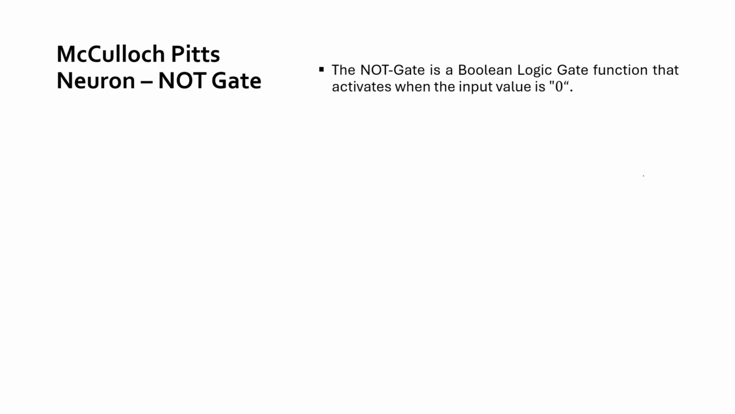Okay. Now let's see the NOT gate. The NOT gate is a Boolean logic gate that activates when the input value is 0. It gives you a value of 1 when the input value is 0, and an output value of 0 when the input value is 1. So if we see the truth table, it is something like this. If we have the input x, the output is y. When the input is 0, we are getting 1. When the input is 1, we are getting 0.